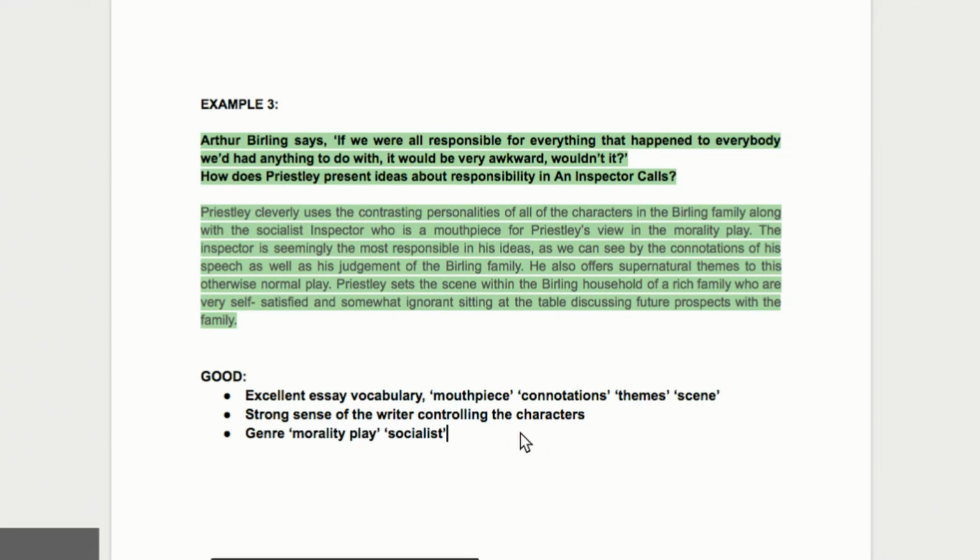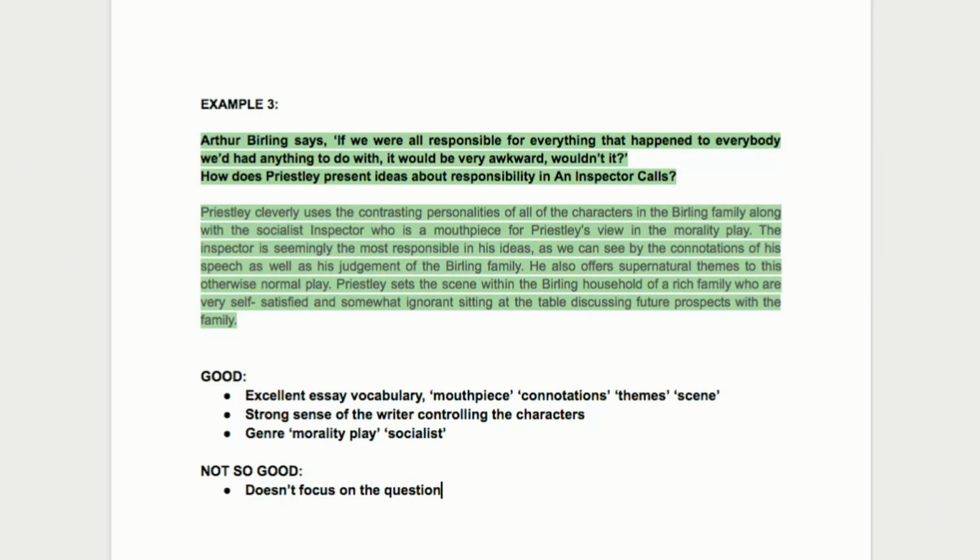So a few things now where it's not so good. The main thing is it really doesn't focus on the question. It's too rambling. So it doesn't focus on the question as much as it should.